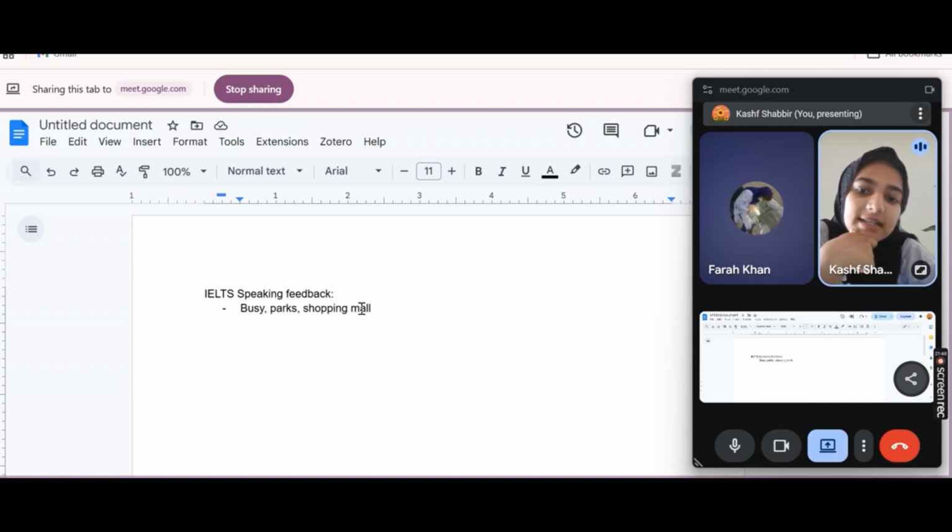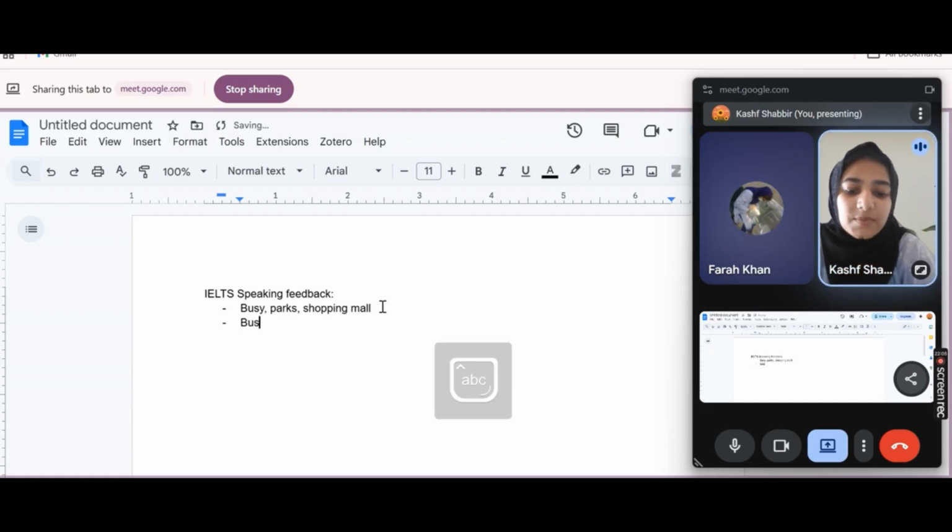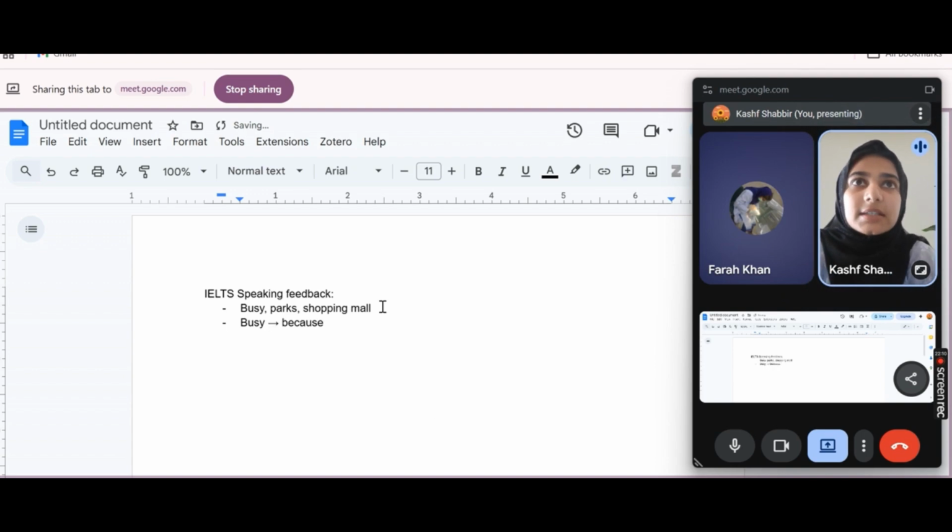Now the thing is that this is listing. You listed three things. Okay, now how can we improve it? You mentioned that your city is in the middle of the district. You can mention that it's a busy city because there are a lot of economic activities going on, or maybe a lot of businesses operating there. That's why there is always traffic on the street. There is always something going on in my city. So give a reason why it's a busy city.